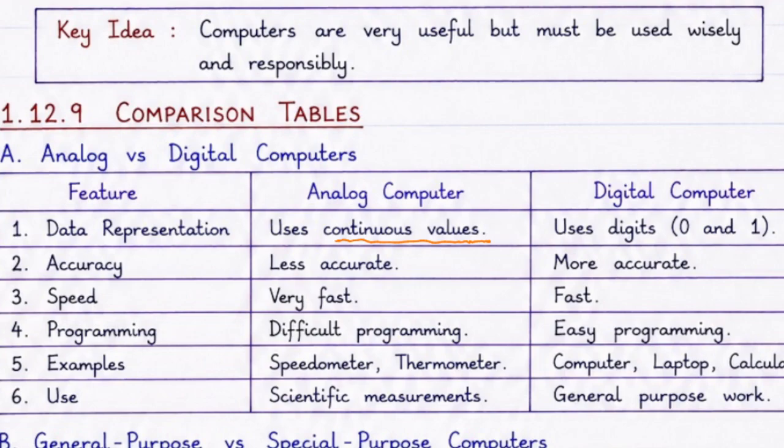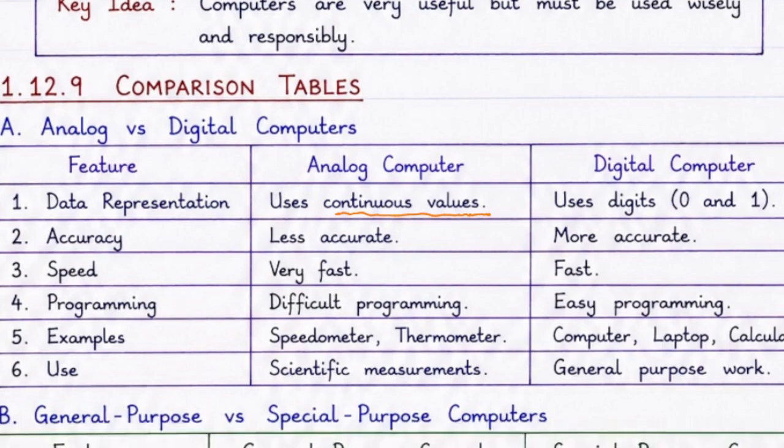On accuracy, analog is less accurate, digital is more accurate. Speed: analog is very fast, digital is fast. Programming: analog is difficult to program, while digital is easy to program. Examples of analog: speedometer, thermometer. Examples of digital: you have computer, laptop, calculator. Now, uses: who uses analog computers? Analog is used for scientific measurements, while digital is used for general purpose work.